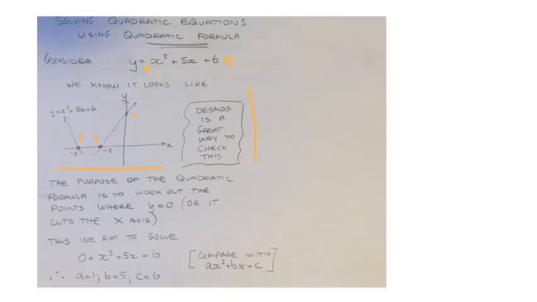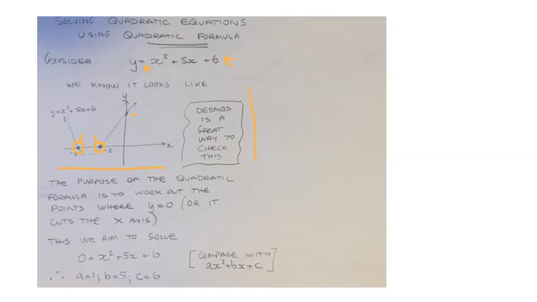The quadratic formula is one of our top one or two tools for that. The purpose of the formula is to work out where this function intersects the x-axis. So we are using this tool to find those x values, and in our case today we're going to find that they are -2 and -3.